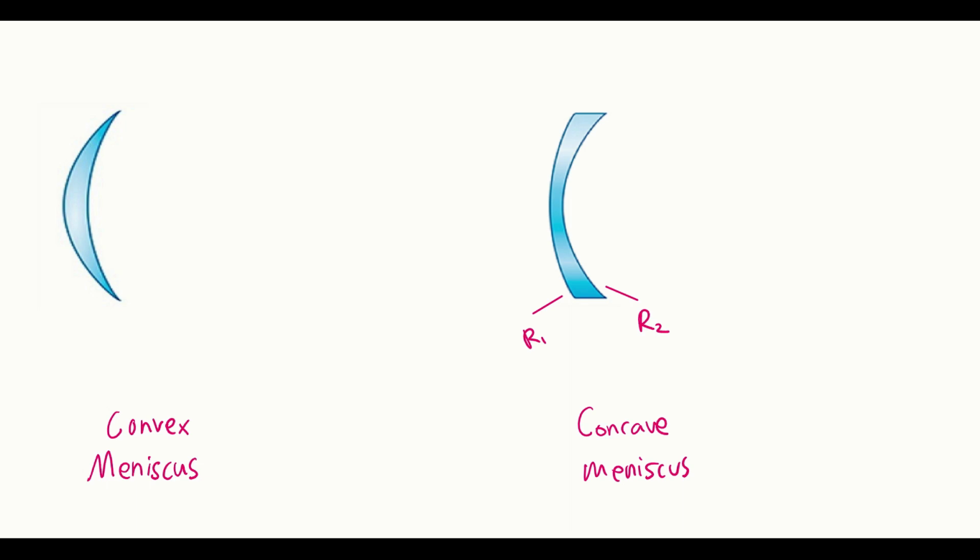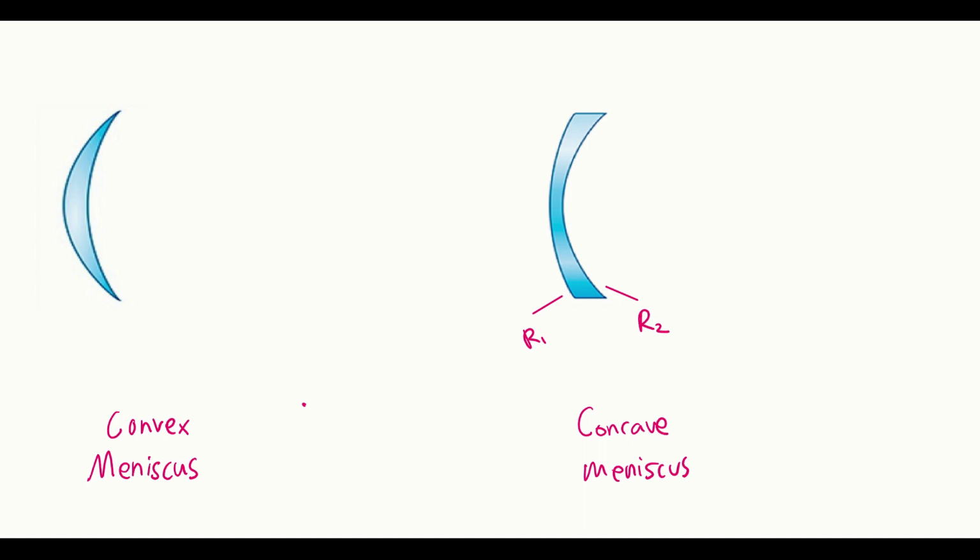Before we proceed to solving the question, let us look at the difference between the convex meniscus and concave meniscus. There is a difference in terms of the radius. The difference is in the shape of these two types of lines. The left one here is your convex meniscus, and the right side here is the concave meniscus.